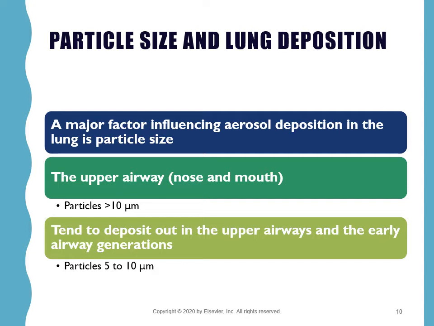Particles that are greater than 10 microns usually deposit in the nose and the mouth. Particles that are 5 to 10 microns tend to deposit in the upper airways and the early airway generations. Racemic epi is one of those that we would want more particles in the 5 to 10 micron range, because we want that racemic epinephrine to deposit in the upper airways, because those are the airways that are affected.